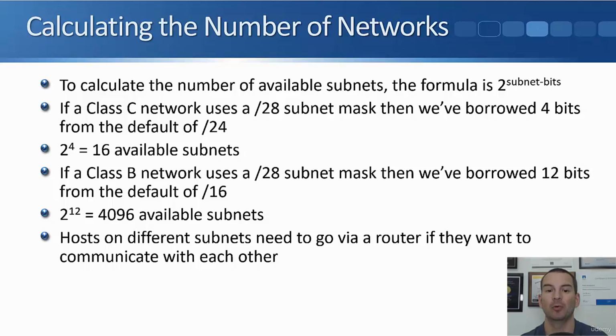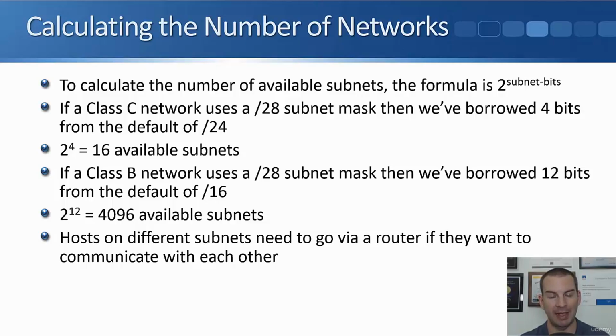So if a Class C network uses a /28 subnet mask, then we've borrowed 4 bits from the default of 24. Okay, the normal Class C mask is a /24. If we change that to a /28, the difference between 24 and 28 is 4. The way we calculate how many subnets we're going to get by doing that is 2 to the power of the amount of subnet bits that we borrowed. So we borrowed 4 bits for the network portion from the host portion. To see how many networks we're going to get, it's 2 to the power of 4.